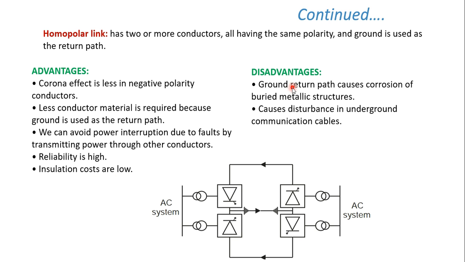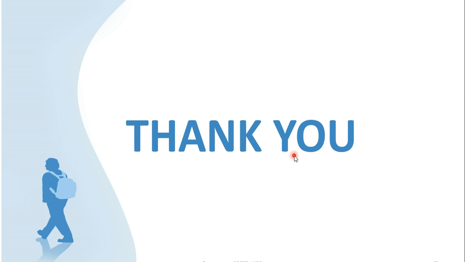Then disadvantages: ground return path causes corrosion of the buried metallic structure. Since the ground is used as the return path, it may cause corrosion of the metallic structure. Then it causes disturbance in underground communication cables. If underground communication cables are used, it may cause disturbance in the communication cables. These are the types of HVDC transmission system.